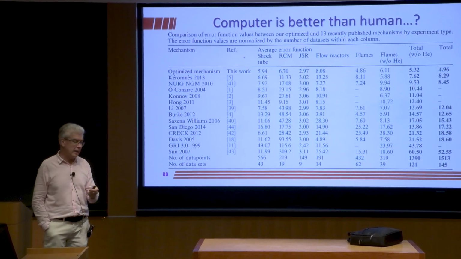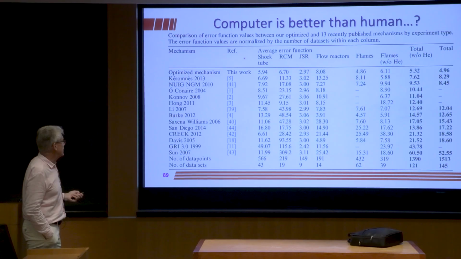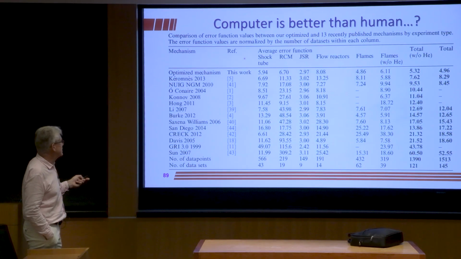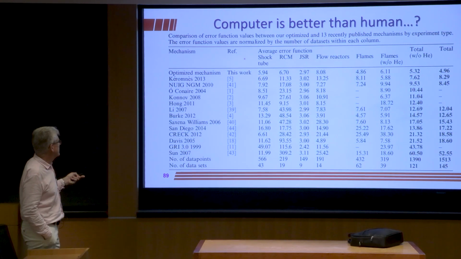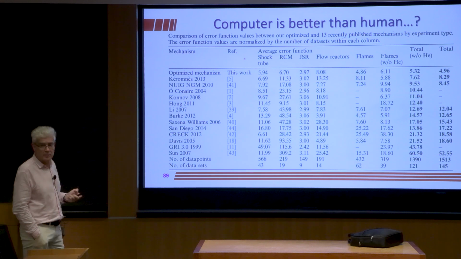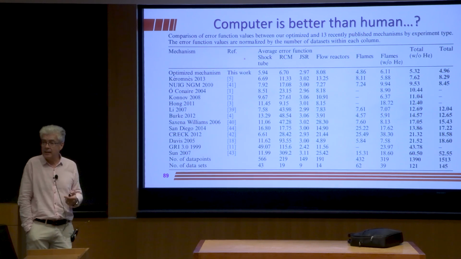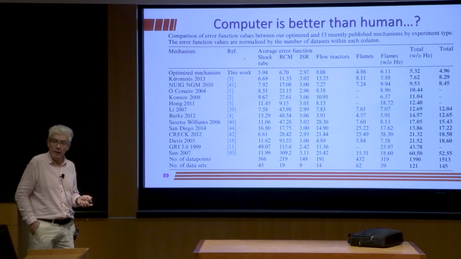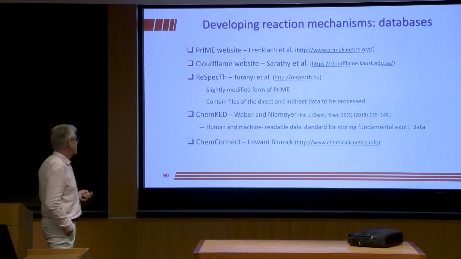And it's faster, and the uncertainties are much lower, okay? So the average shock tube uncertainty is 5.94%. Ours was 6.69. For RCM, it's 6.7. Ours was 11.3. So you can see that the uncertainty is much lower in the computer optimized mechanism.